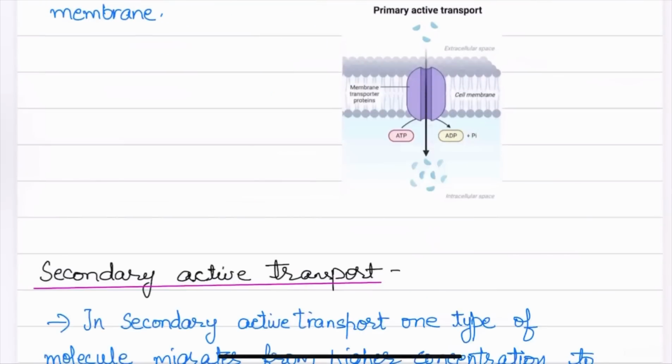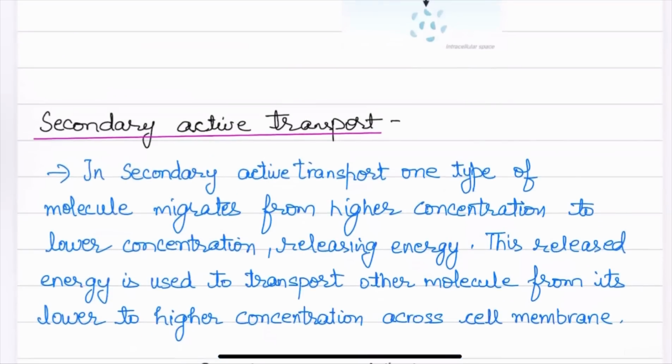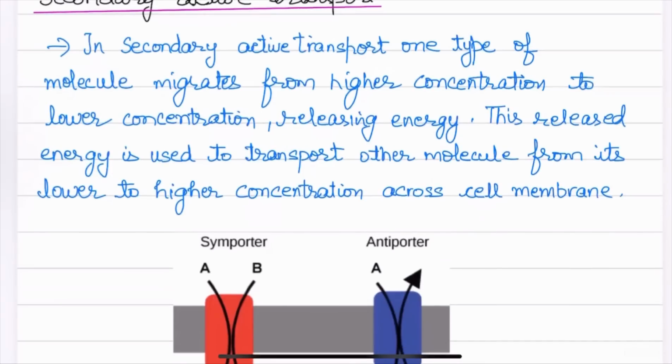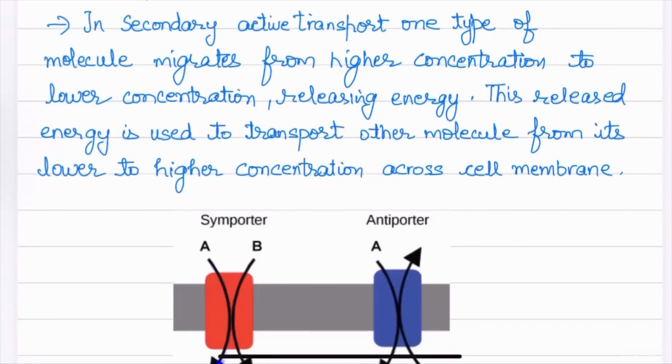On the other hand, we have secondary active transport. In secondary active transport, one type of molecule migrates from higher to lower concentration, and the energy which is released during this process is utilized by another molecule. The released energy is used to transport the other molecule from its lower to higher concentration across the membrane. This can be of two types, Symporter and Antiporter. So if two molecules are moving in the same direction, it's called Symporter. If two molecules are moving in opposite directions, we call them Antiporter.